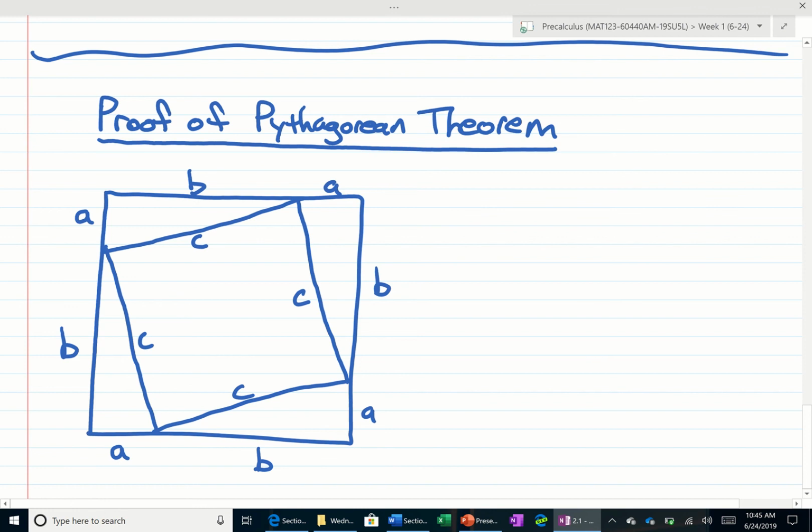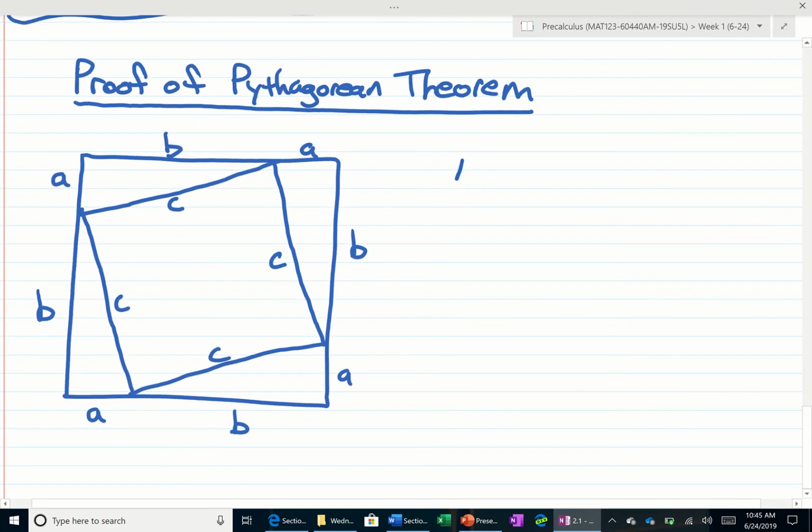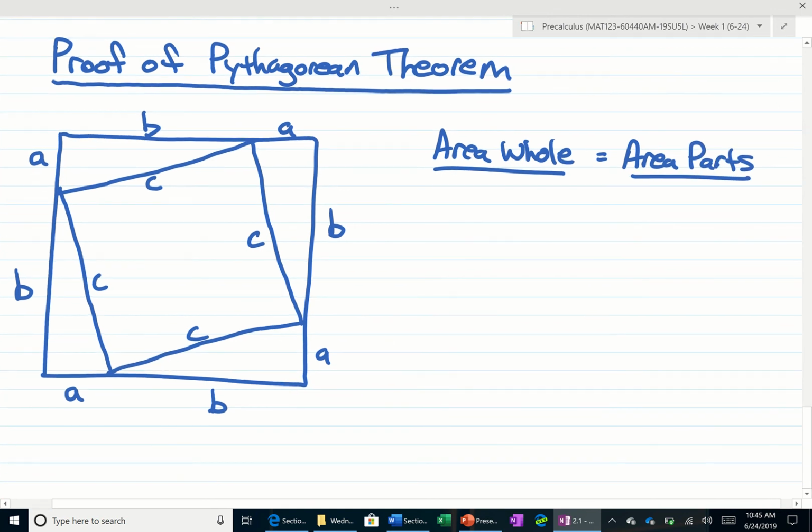Now, if we were going to find the area of this whole square, there's two different ways to do it. We could find the area of the whole thing, which should be equal to the area of the parts. Now, the area of the whole thing would be (A plus B) times (A plus B). It's the length, A plus B, times the width, A plus B.